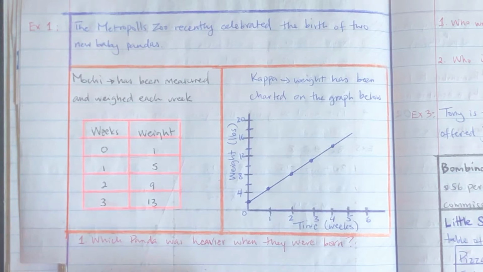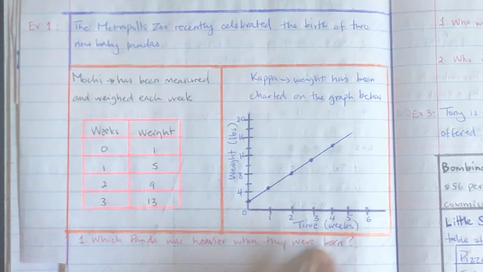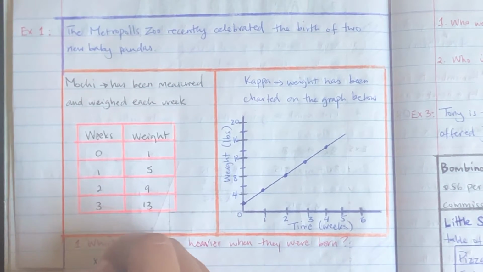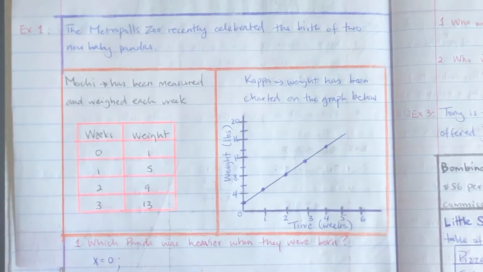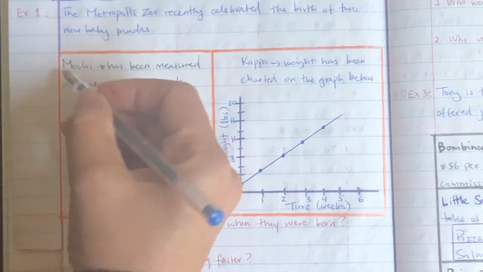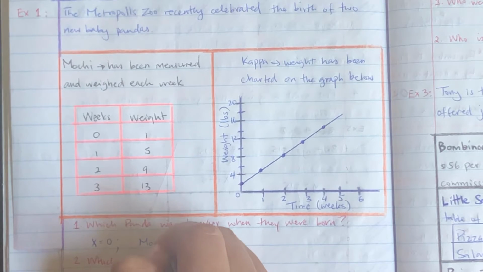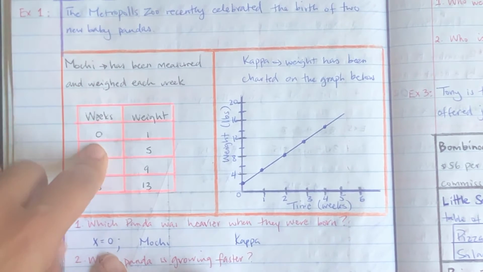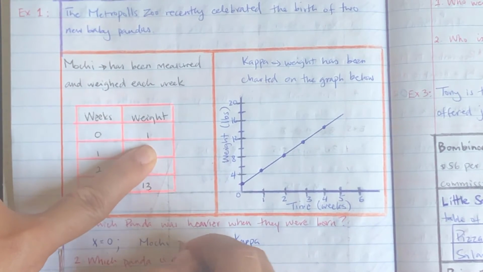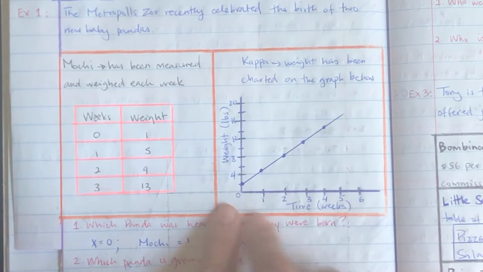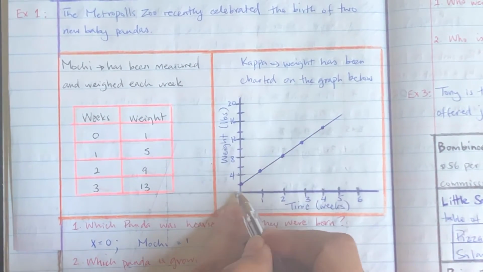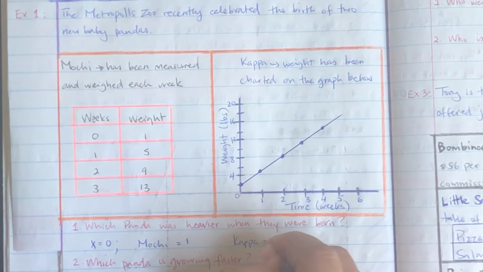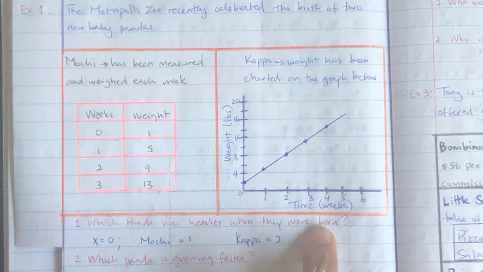All right, so the question is, which panda was heavier when they were born? So when they were born, has any time passed? No. So I'm looking for when x is 0, what are the weights? So for Mochi, when x is 0, the weight is equal to 1. For Kappa, when x is 0, what's the y? When x is 0, y is what? And so this goes up in 4s, so then half of 4 would be 2. So which panda was heavier when they were born?